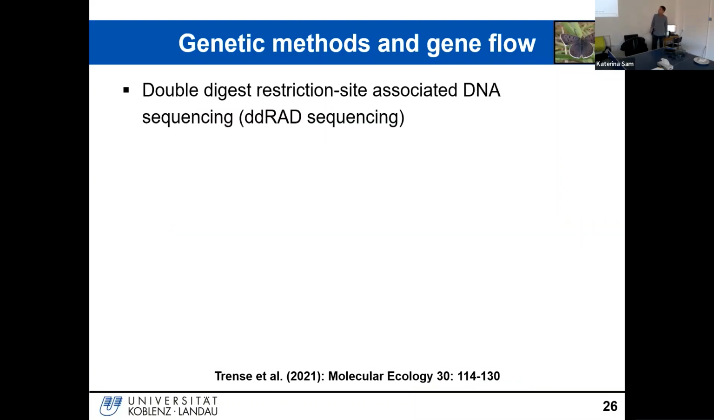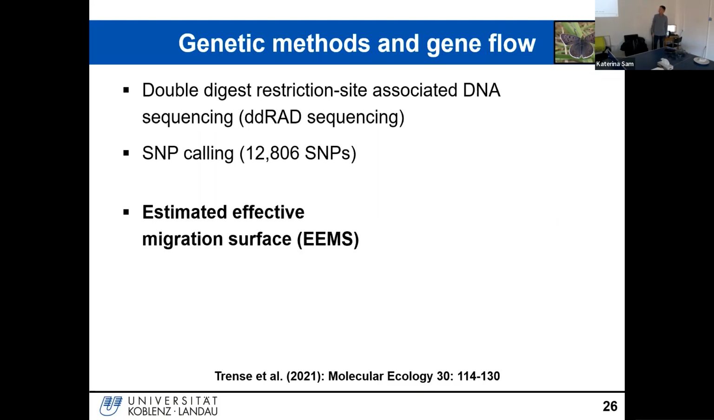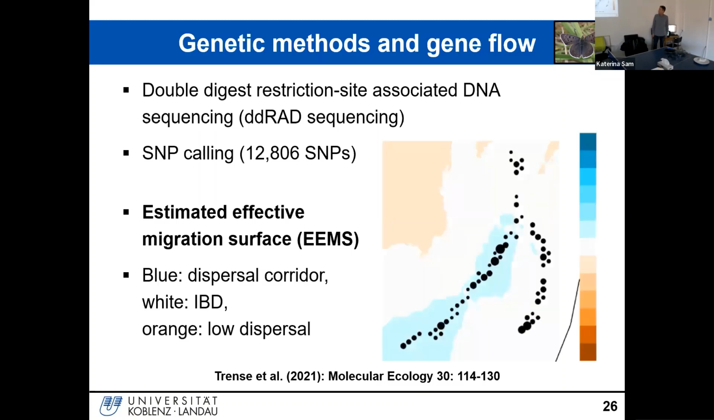So what have we done? A ddRAD sequencing approach. We used roughly 13,000 SNPs if you compare to earlier times with microsatellites where you have maybe 10 or 20. So this gives you a lot of power. And one example I would like to show you is what we did is an estimated effective migration surface. So here you can hopefully still see our sampling scheme.